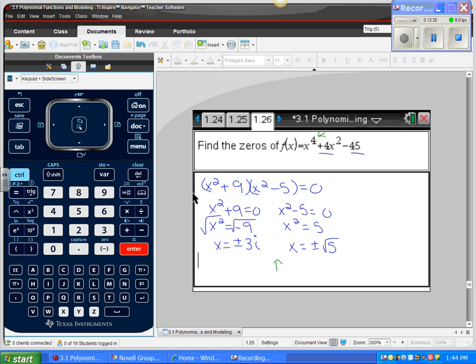So your zeros of the function are positive 3i, negative 3i, positive square root of 5, and negative square root of 5. Now, only the real numbers correspond to zeros of the function or x-intercepts, okay? These are not x-intercepts. If you remember, when we were graphing imaginary numbers, they were on the imaginary plane. So you had to use real and imaginary as your axes. So the only ones that you're actually going to see on the graph are going to be the plus and minus the square root of 5.